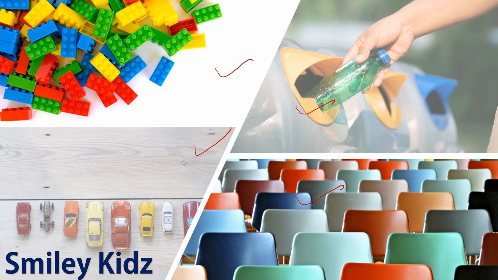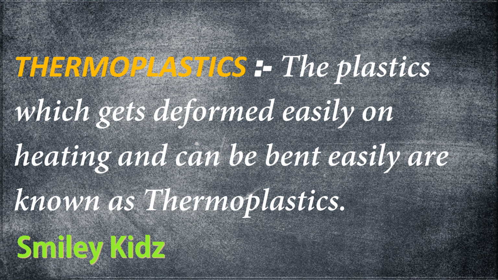Do you know how this is possible? In fact, plastic is easily moldable. That means it can be turned into any shape. There are mainly two types of plastics, thermoplastics and thermosetting plastics. So let's learn about them in detail.